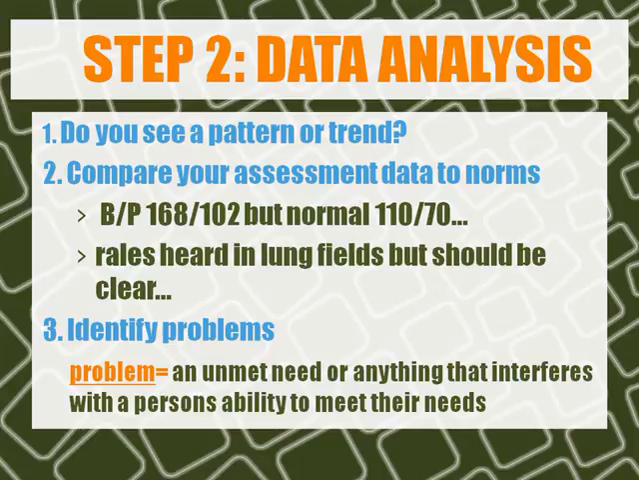Or if we're assessing the patient and we hear rales throughout the lung fields, but we have been hearing clear lung sounds, or we know the normal should be clear, well, then we found a variation from the norm. From that, we can identify our problems, and problems are defined as an unmet need or anything that interferes with the person's ability to meet their needs. So what problems have we found? What issues exist?